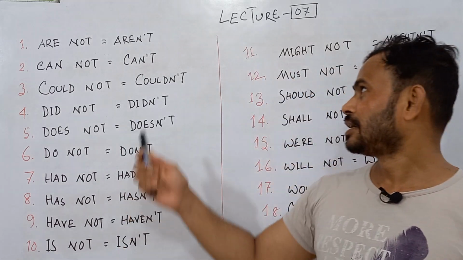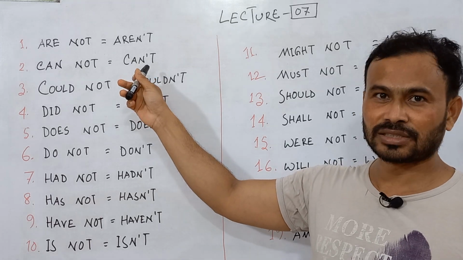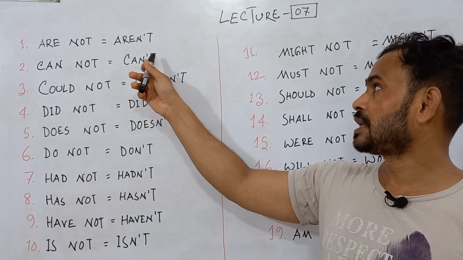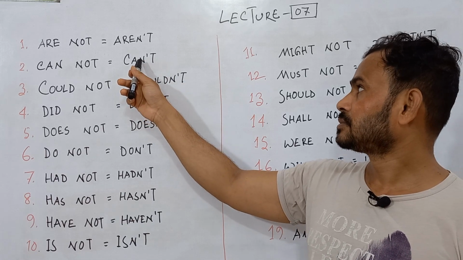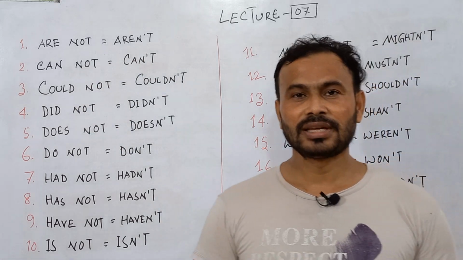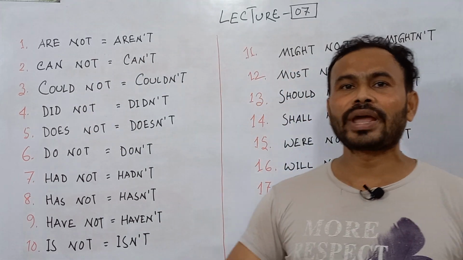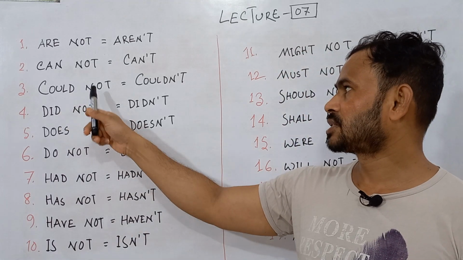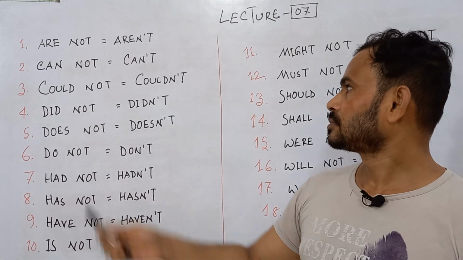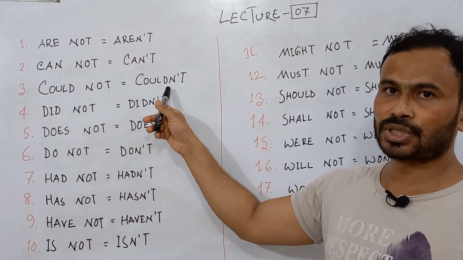Here we see I pronounce can't, not can't. Okay, so the correct pronunciation of cannot is can't. Can't. Okay. So friends, my next phrase is could not. Could not. Okay. The contracted form of could not is couldn't.